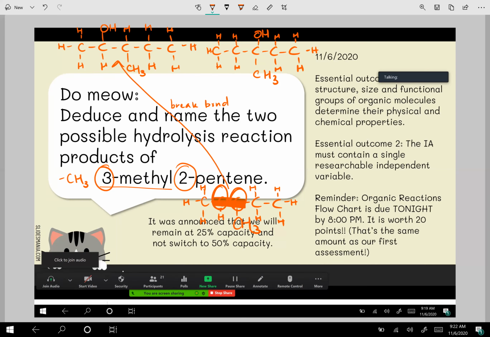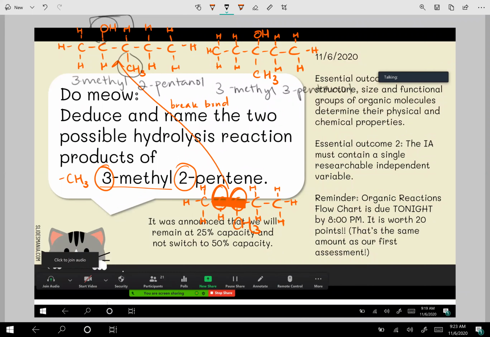And I saw lots of correct answers in the chat. We've got a 1, 2 with my OH there, but each of them have this 3-methyl, so we'll start with there. 3-methyl, 3-methyl, nothing changed with it. We just did an addition reaction or a hydrolysis reaction to add the water, H2O, where my OH on 1 is on 2 pentanol versus 3 pentanol. So that would be my deducing part of it.